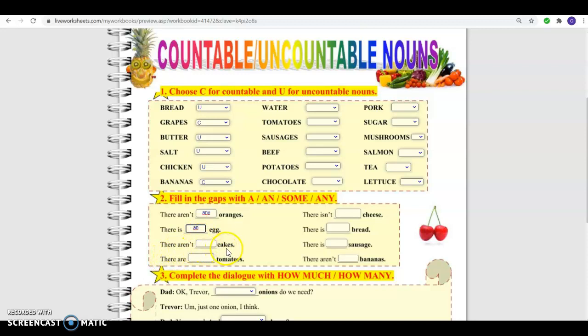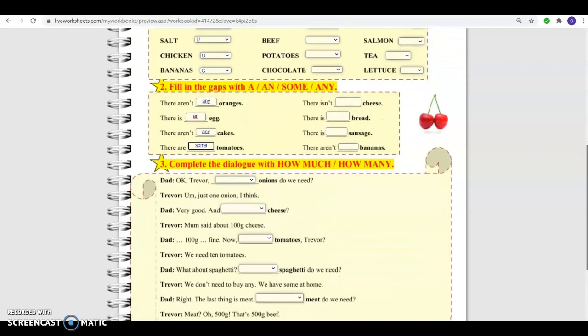There aren't cakes. Aren't negative and plural. Negative plural. Any. Right? There are tomatoes. Está en afirmativo. Tomatoes, plural. Affirmative, plural. Some. Okay. Good. Please, you complete the next exercises.